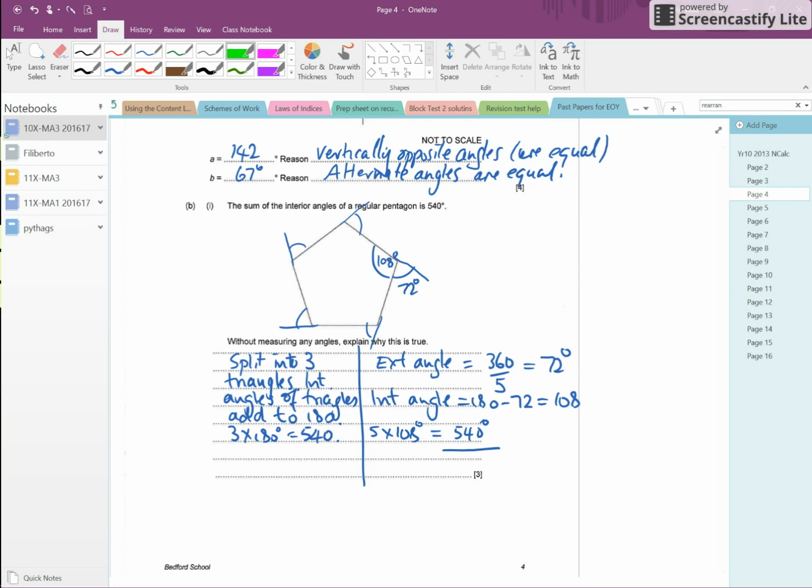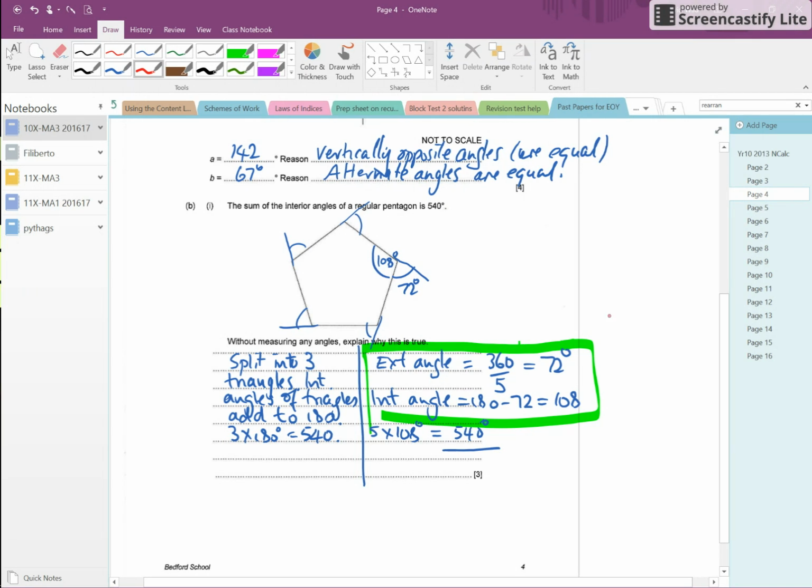You should remember these formulae. In fact, what I'll do is I'll write down, perhaps as we go through, any important formula you will need to remember. So the external angles of a regular polygon is 360 divided by n, where n is the number of sides, and the interior angles is 180 minus the exterior angles. So you need to remember that.